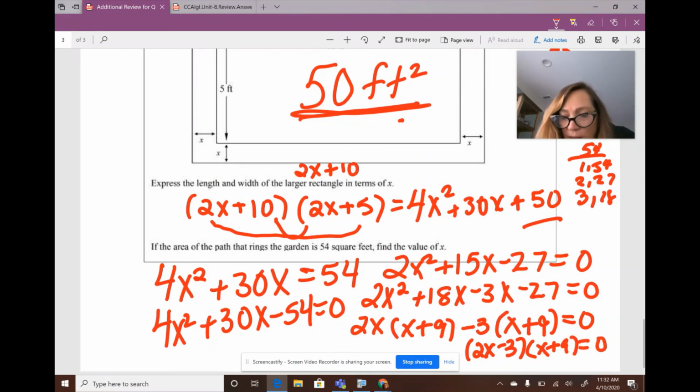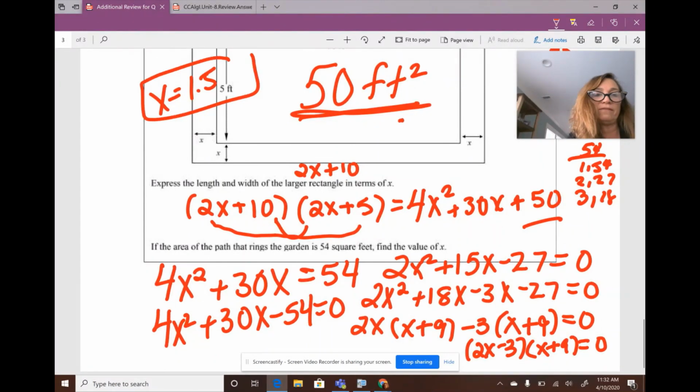Okay, so I get 2x minus 3 and x plus 9. The 2x minus 3 gives me x equals 1.5 or 1.5 feet. And the other one gives me a negative number, so I'm going to let it go. Can't have a negative for length.